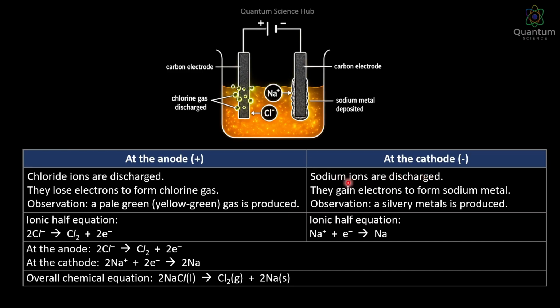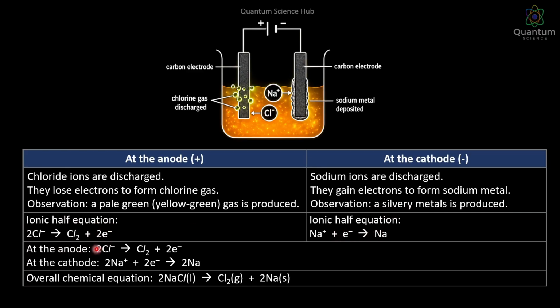While at the cathode, sodium ions are discharged. They gain electrons to form sodium metal. So what is the observation? A silvery metal is produced, right? Because sodium is in group 1 and sodium is silver in colour. And this is the ionic half equation at the anode and cathode.